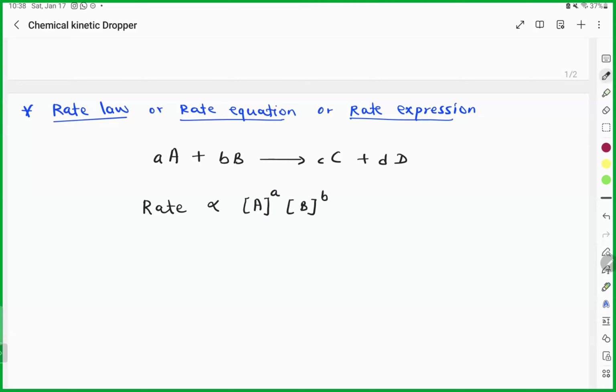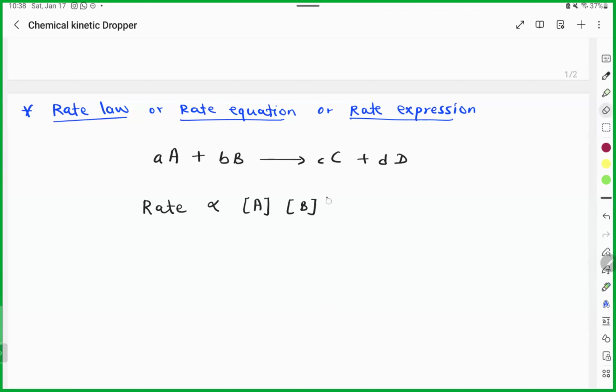Is this correct? Any doubt? Anybody have doubt in this? Sir, it's not always right, sir. Hmm. So the small a won't always be the coefficient, right? So it's not wrong. Some cases it can be, some cases it won't be. What does everybody say, is this correct or wrong? In some cases it may or may not be equal to the stoichiometric coefficients.